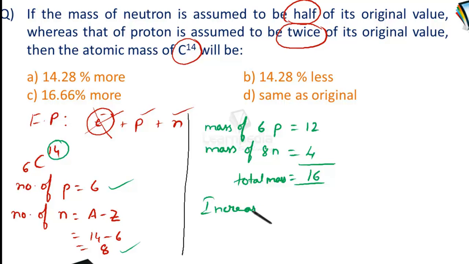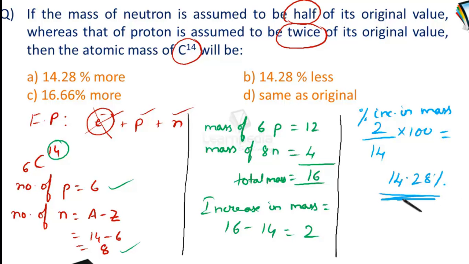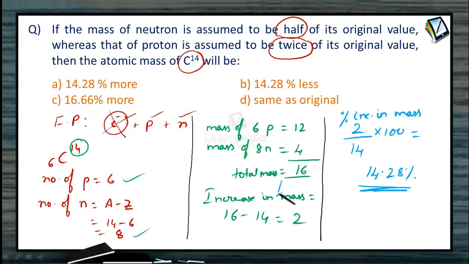So the increase in mass is equal to the difference between these two, the original one and the assumed one, and that value is equal to 2. And how can we calculate the percentage increase in mass? It is the increase in mass, that is 2, upon the original mass, which is 14, multiplied by 100. On solving this you will get the value as 14.28%. So it is not 14.28% less, it is 14.28% more, because here it is an increase in mass. So our answer is option A.